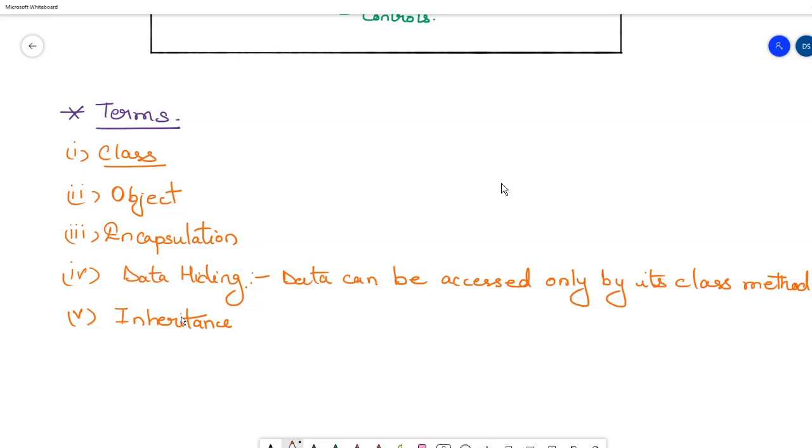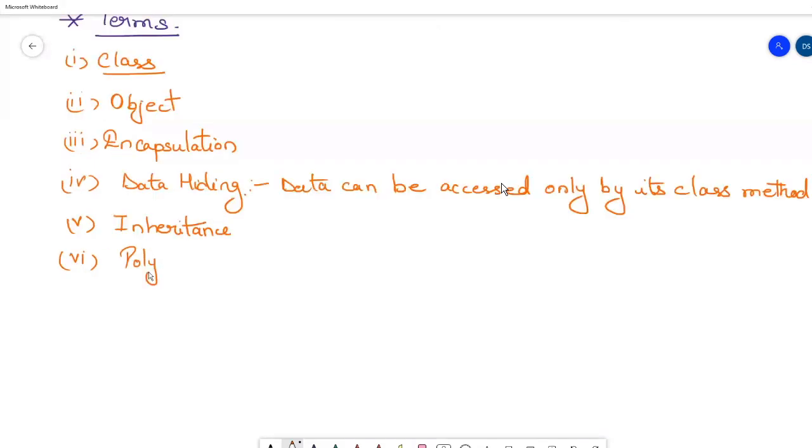Now, for making software, one more important term is polymorphism. We know that polymorphism is the ability to take multiple forms. This would help us make a parent class reference used to refer to a child class, and how things could be combined, how it can take multiple forms.